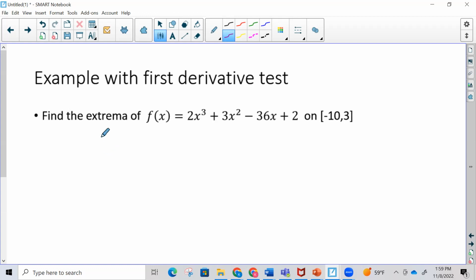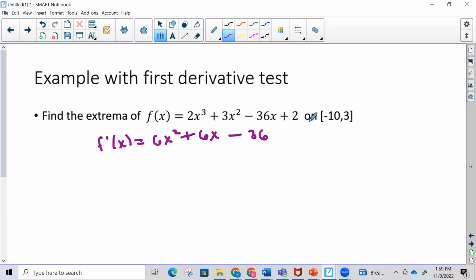We take the first derivative. So we get 6x squared, plus 3 times 2 is 6, and then x, or we subtract 1 from the exponent, minus 36, and then the derivative of 2 is 0. And then we set that equal to 0 to find our critical values.